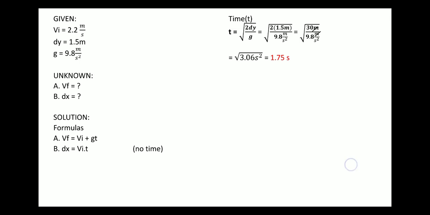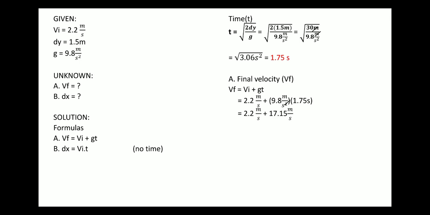Now that we have the time, we can now compute the vf. So using the formula, vf is equal to vi plus gt. Substituting the values, 2.2 meters per second plus 9.8 meters per second squared times 1.75. Let's start by multiplying 9.8 and 1.75. So cancel square. So 2.2 meters per second plus 17.15 meters per second. So the addition is 19.35 meters per second. So that is the final velocity of the ball when it strikes the ground.